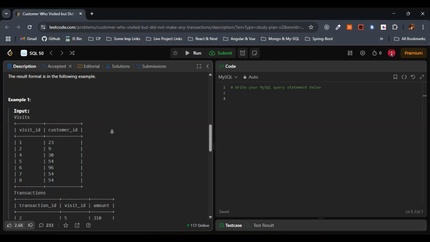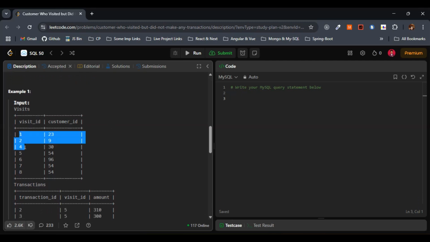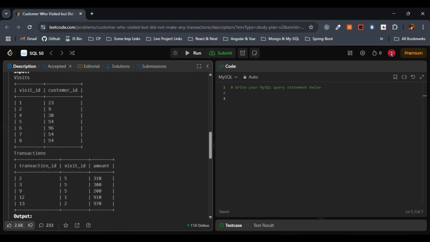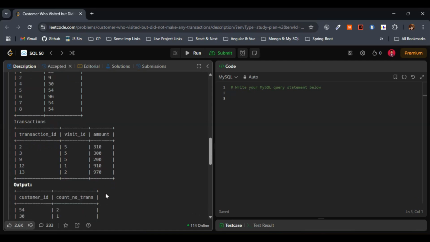Let's come to example one. Here is the visit ID from the visits table: 1 2 3 4 5 6 7 8. The customer IDs are 23, 9, 30, 54, 96, 54, 54. In the transactions table, we have the transaction IDs 2, 3, 9, 12, 13. The visit IDs are 5, 5, 5, 1, 2, and the amounts are 310, 300, 200, 910 and 970.